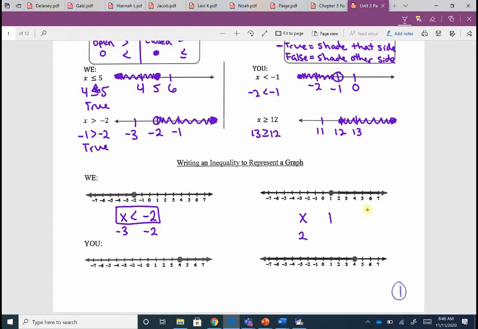So I'm comparing 2 and 1. Is 2 greater than 1 or is 2 less than 1? It's greater. So we want to put our symbol opening towards that side. If you need to put the symbol down below, you can too. We do have a filled in circle or closed dot, so we do need the equal to.